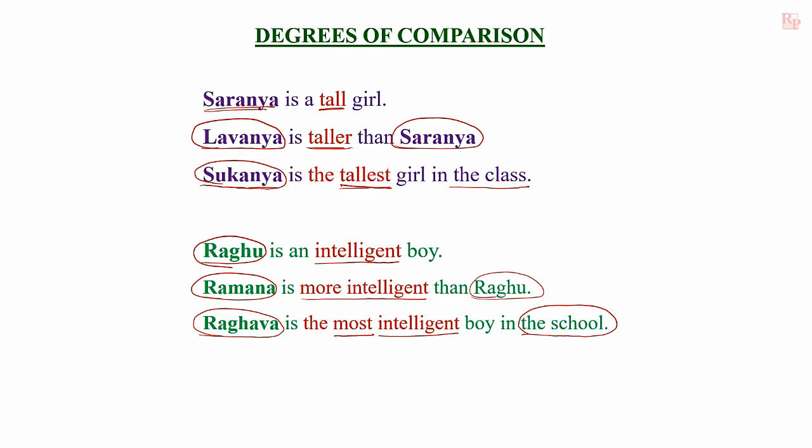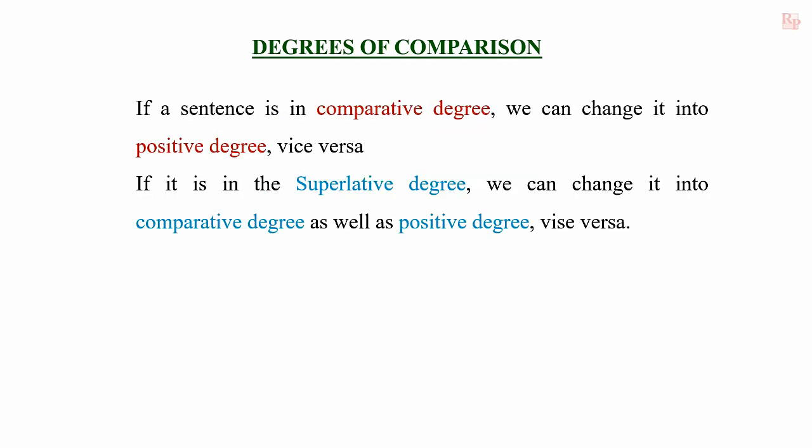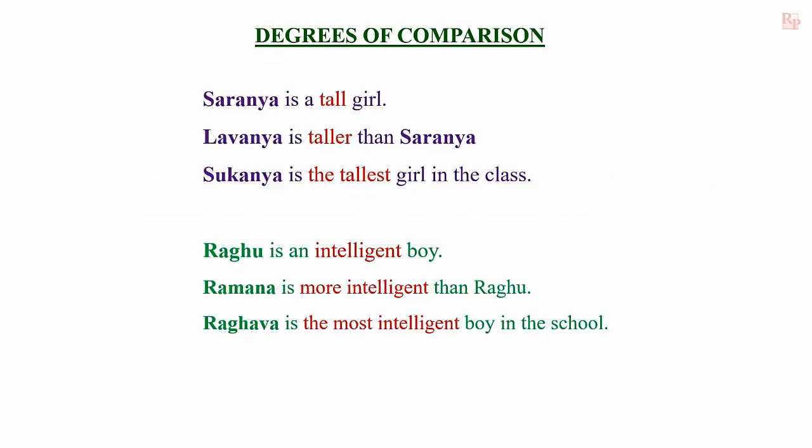Now, it is important to know how to change these degrees from one form to another. Let us see. If a sentence is in the comparative degree, we can change it into the positive degree, and vice versa. Or if it is in the positive degree, we can change it into the comparative degree. Like that, if it is in the superlative degree, we can change it into the comparative degree as well as the positive degree, and vice versa. Look at these sentences.